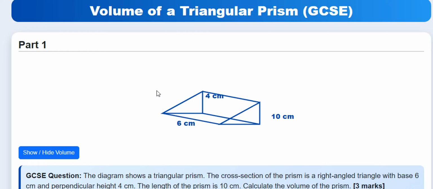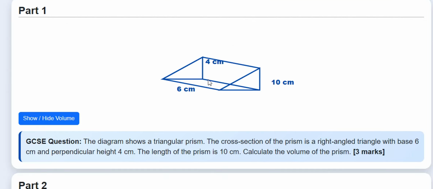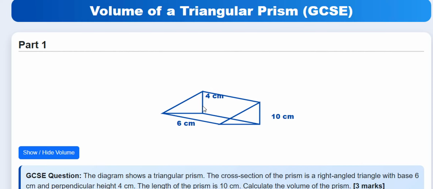Hello, this is lesson 2 in a series of 10 lessons where we are learning about the volume of different shapes. And in this lesson 2, I want us to learn about the volume of a triangular prism. Now when I mean volume, for example, this one, which is a triangular prism, I mean the space it occupies.